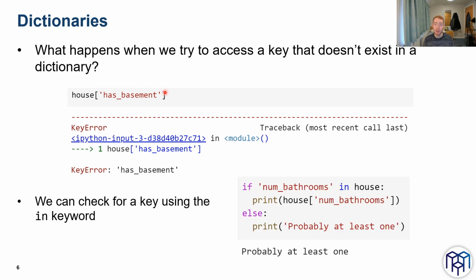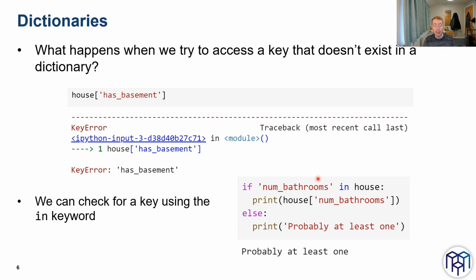And how can we get around this to make sure our code doesn't run into errors? Well, we can use the in keyword. This asks if a certain value is in the set of keys for a dictionary. And so we have here, if num_bathrooms is in house, so is num_bathrooms in the set of keys, then we go and print out whatever that value is. Otherwise, we print out, well, there's probably at least 1. And so this is how we can handle those special cases where we might not know whether a certain key is in the dictionary, whether there's a corresponding value.